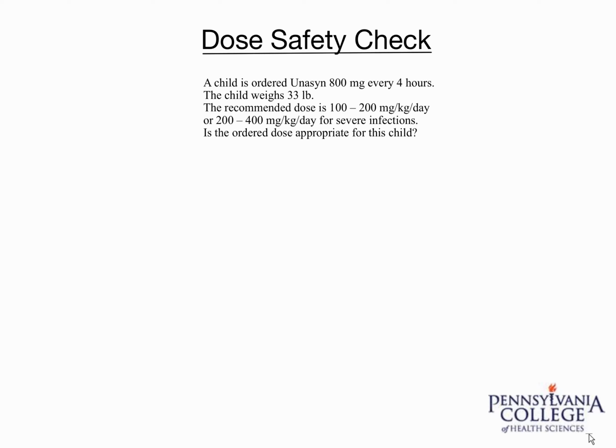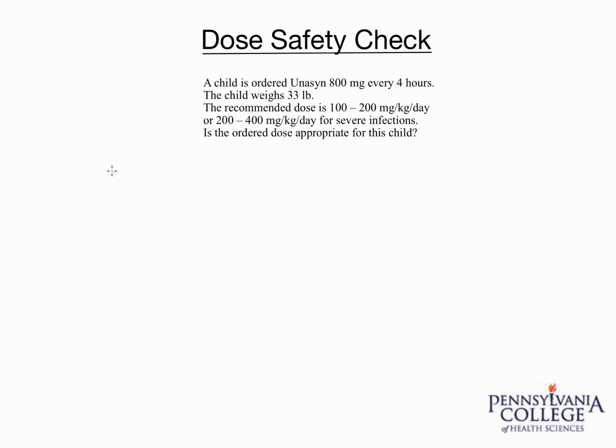In this problem, I'd like to use dimensional analysis to determine whether or not an order is safe. We are told that a child is ordered 800 milligrams every 4 hours and that the child weighs 33 pounds. The recommended dose is between 100 to 200 milligrams per kilogram per day, or 200 to 400 milligrams per kilogram per day for severe infections.